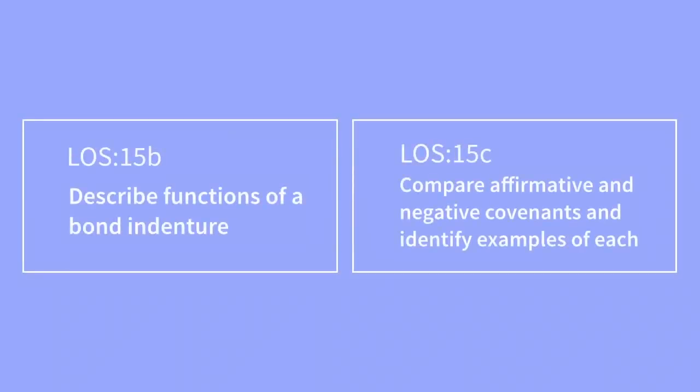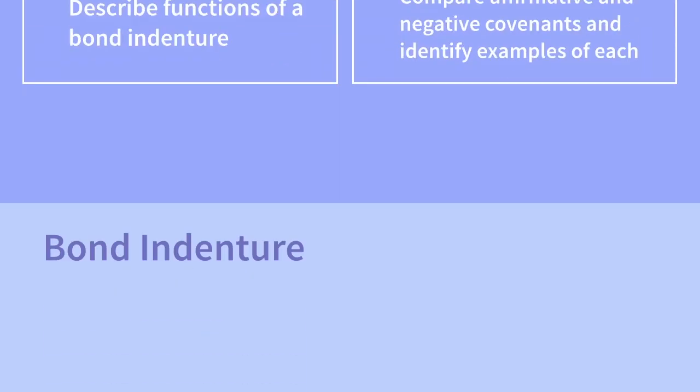Describe functions of a bond indenture and compare affirmative and negative covenants and identify examples of each. A bond indenture or a trust deed is the contractual agreement of a bond.